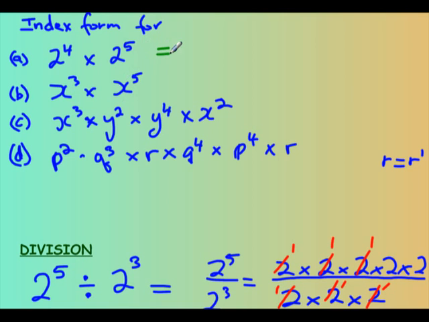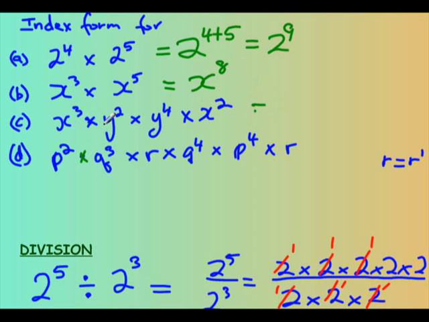You could pause the video and go through this. All right, assume that you have done that. Let's work it out together. We keep the base, which is 2, and add the powers, 4 plus 5. That gives us 2 to the 9th power. They want the index form, so we're not writing out the value, we're just writing it in index form. In this case, we keep the base as well and add the powers, 3 plus 5 gives us 8.